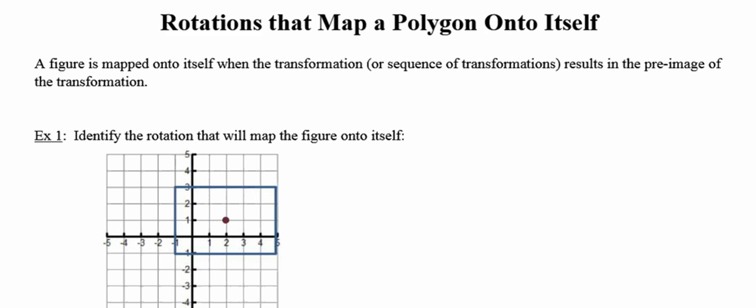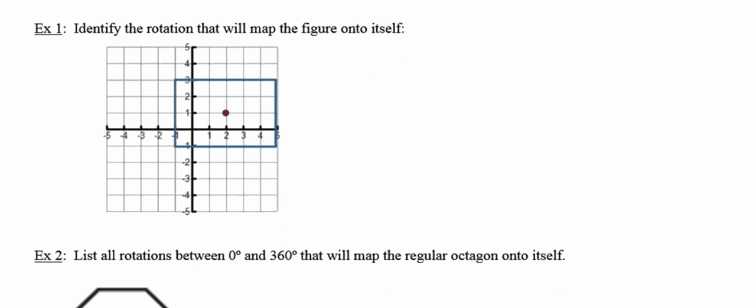The purpose of this video is to teach you how to identify rotations that will map a given polygon back onto itself. Recall from your knowledge of transformations that we say that a figure is mapped onto itself when the transformation or the sequence of transformations results in the pre-image of the transformation. In other words, where we end up after the transformation has occurred is exactly the same as where we started before the transformation occurred.